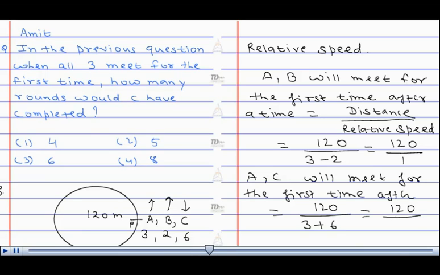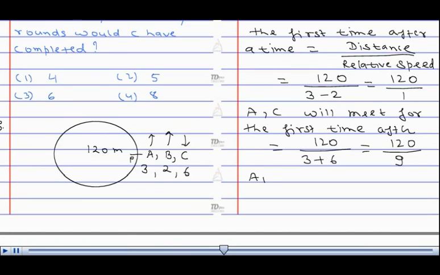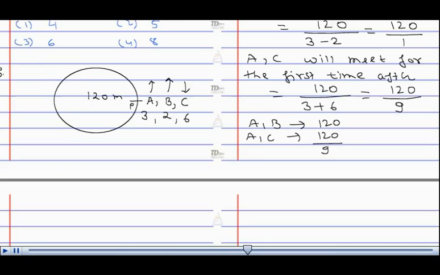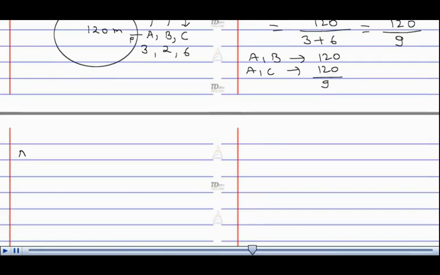Hence, relative speed will be the sum of their speeds. So, this time is 120 upon 9. Means A and B will meet after every 120 seconds and A and C will meet after every 120 by 9 seconds. Hence, A, B and C will meet after a time interval which is equal to the LCM of 120 and 120 by 9.